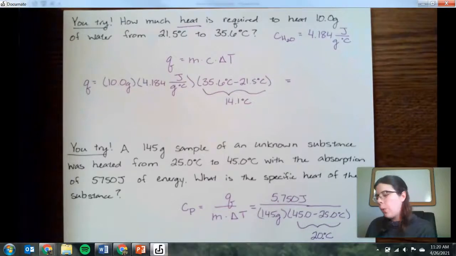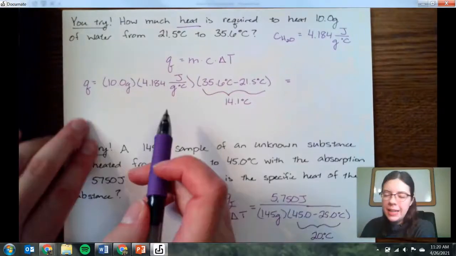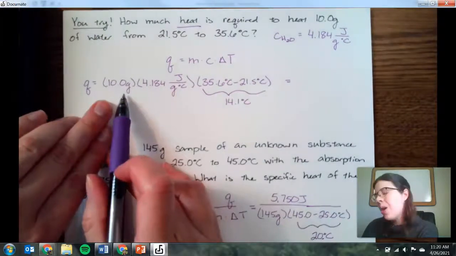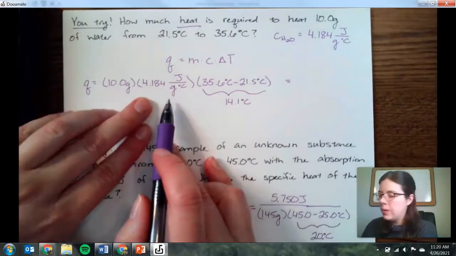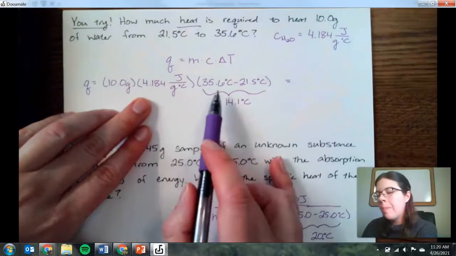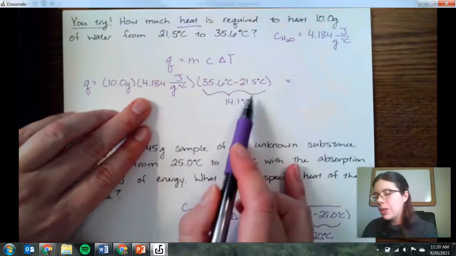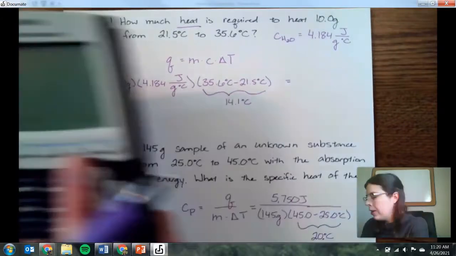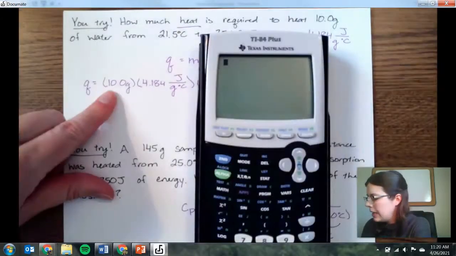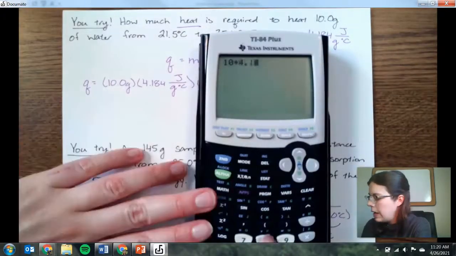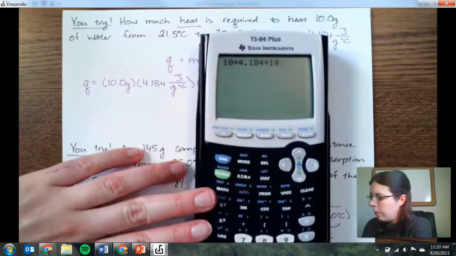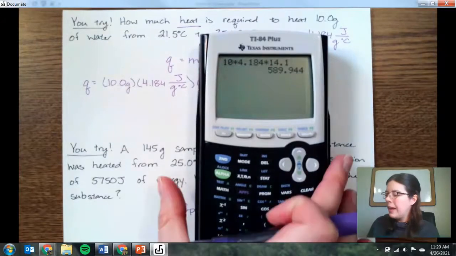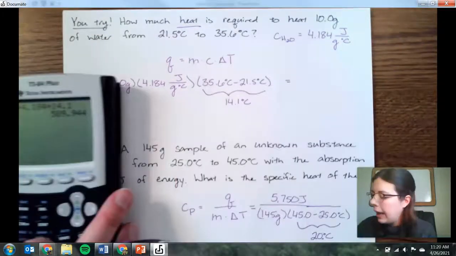Okay, so for this first question, I've started to fill in some of the variables already. So we know that the mass is 10.0 grams. The specific heat, we found that in our notes. And then we take the final minus the initial temperature, which is a difference of 14.1 degrees Celsius. So we go ahead and plug these values into our calculator. So 10 times 4.184 times 14.1. So we go ahead and multiply that all together. That gives us the value of 589.944.